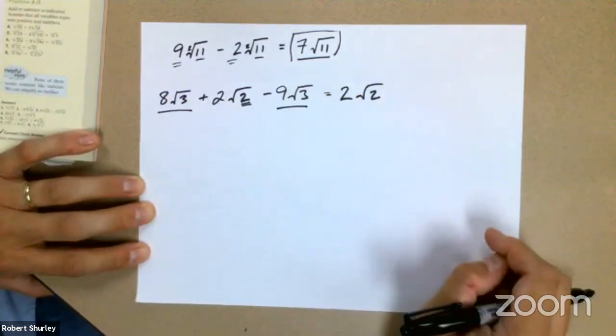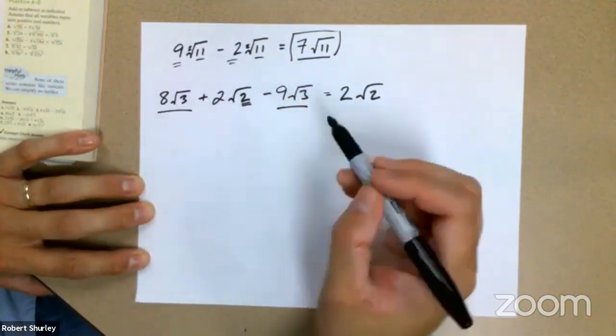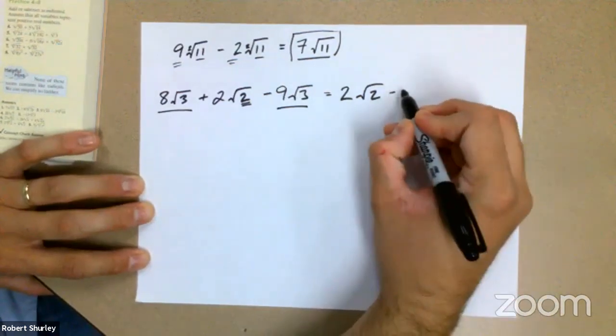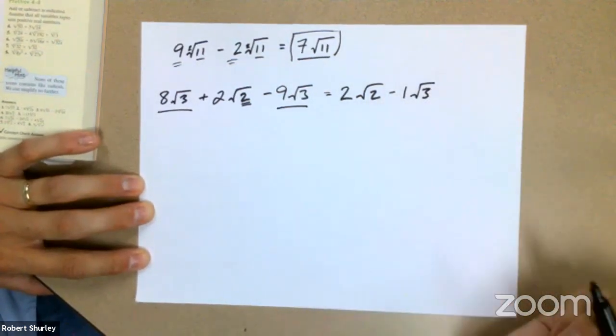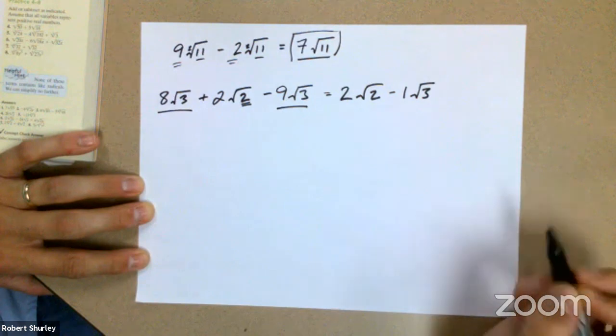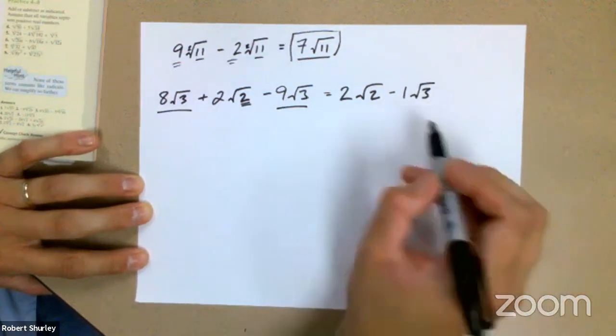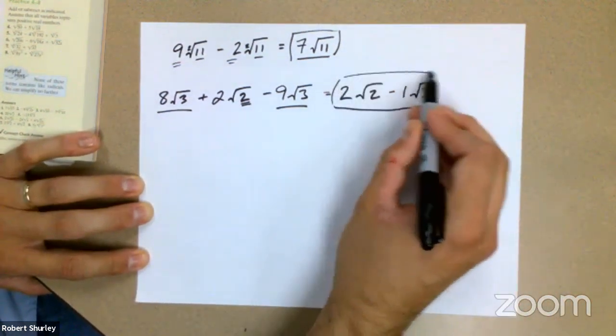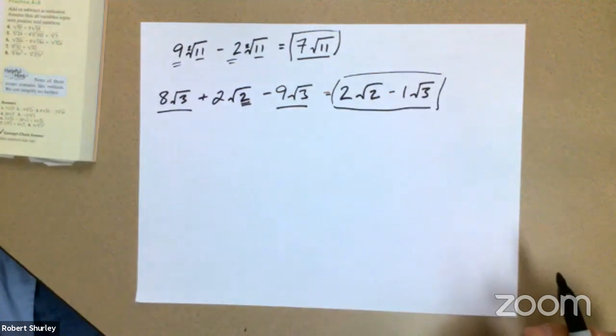The outside 2, though, we can combine. 8 square root of 3 minus 9 square root of 3. Well, that's just minus 1 square root of 3, right? Now you don't have to write the minus 1. You can just write a negative if you want. That's fine, but realize that's all it is. Okay.